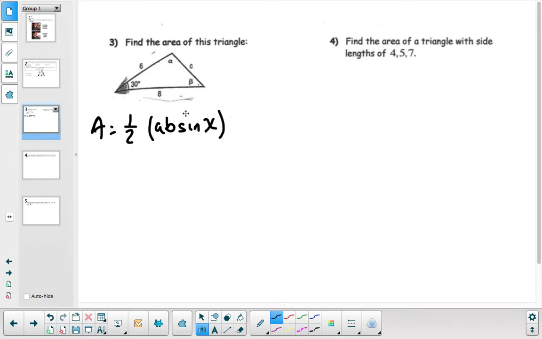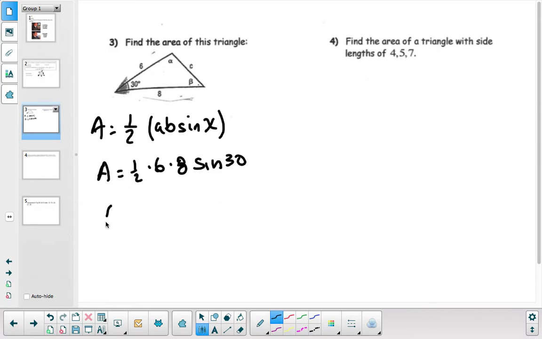And you don't need parentheses. I don't know why I put them there, but plug everything in, you're good to go. So the area is equal to 1/2 times 6 times 8 times sine of 30. Remember, side angle side. If we knew this angle, we wouldn't be able to use this, so just make sure you're plugging in the correct values.